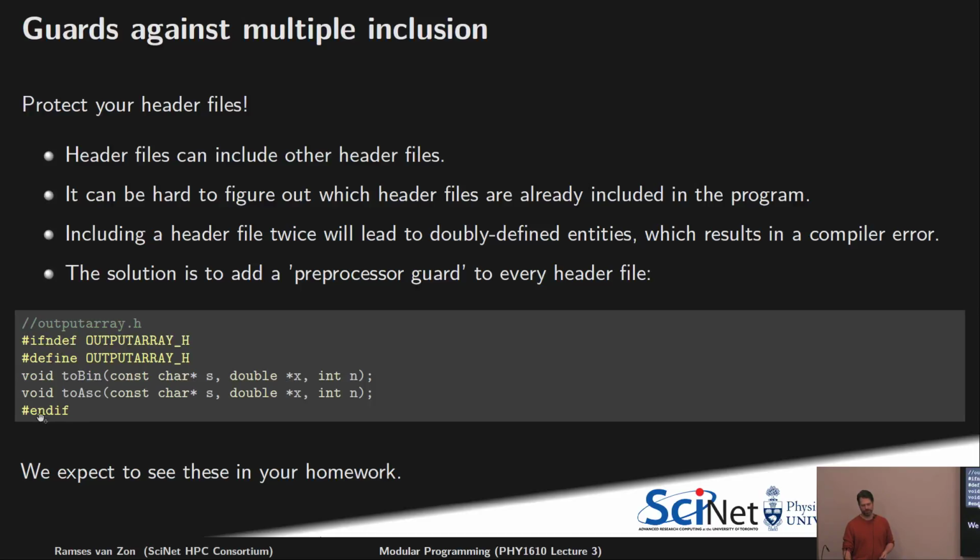This makes sure that this is blocked out. If I try to include output.h twice, I could do it explicitly by saying include output array.h, and then again include output array.h. The second one would not fail, but it would do the following. It would already have defined this constant, and so the second time that the compiler reads it, it goes, oh, this is already defined, so I'm going to skip this section.